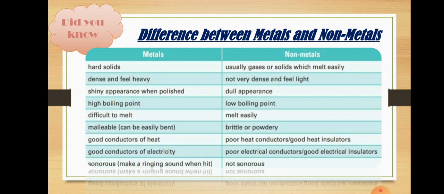Metals are good conductors of heat, good conductors of electricity, and sonorous, that means they make a ringing sound when hit. Non-metals are opposite to metals: usually gases or solids which melt easily, not very dense, dull appearance, low boiling point, brittle, poor heat conductors, that means good heat insulators, poor electrical conductors, that means good electrical insulators, and not sonorous.